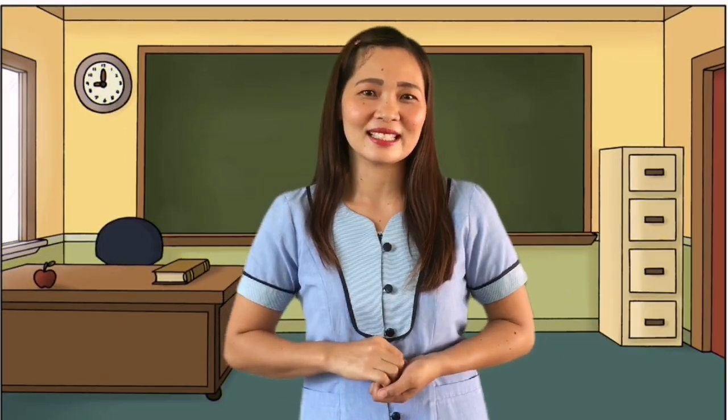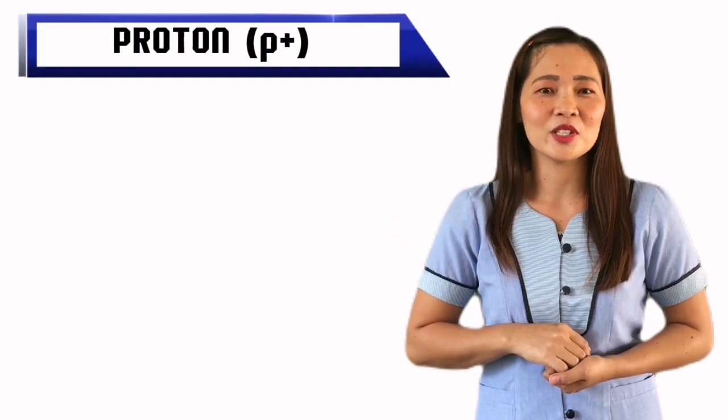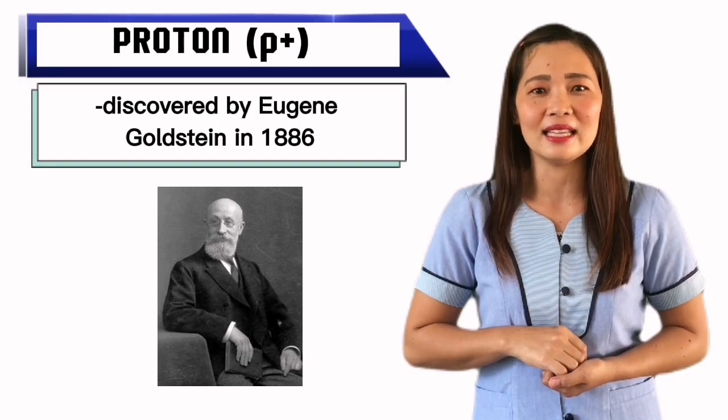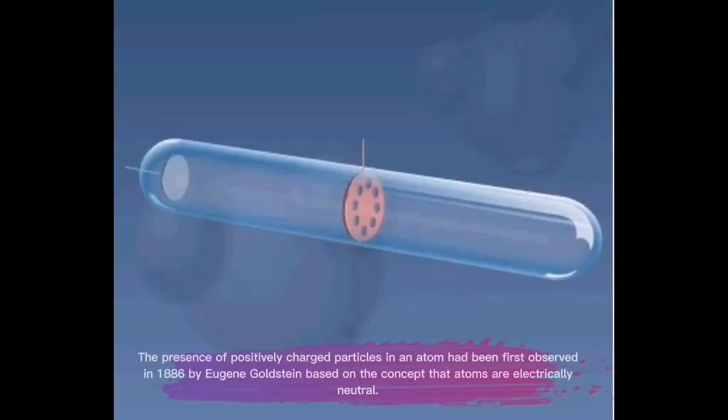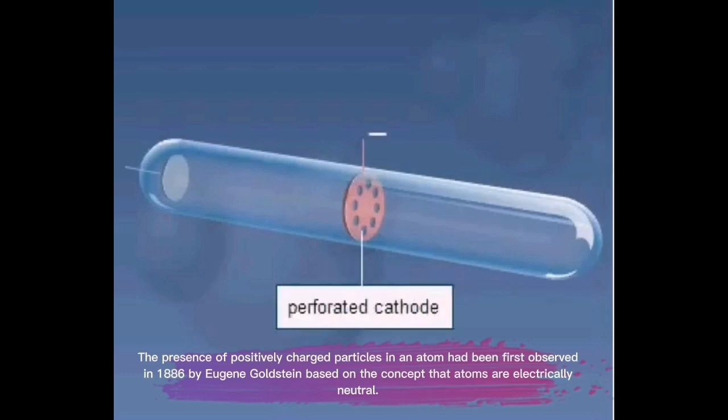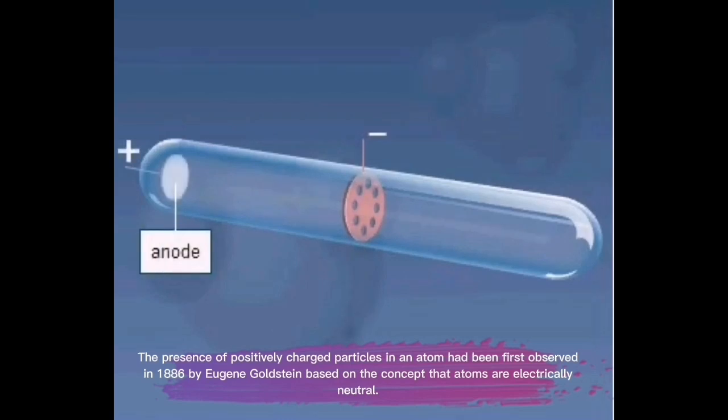Now let's discuss these three subatomic particles. The first subatomic particle is the proton. It was shown by Eugene Goldstein in 1886. The presence of positively charged particles in an atom was first observed in 1886 by Eugene Goldstein based on the concept that atoms are electrically neutral.